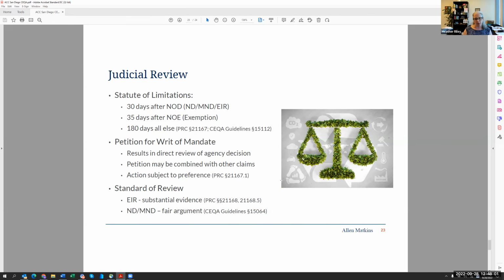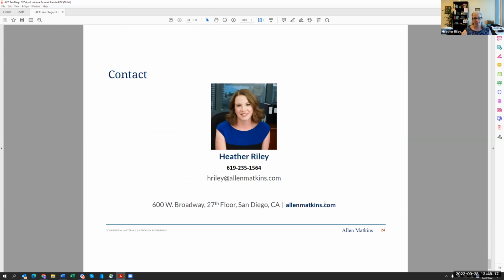That is very important. And as I said early on, the most important piece of the judicial review section is the standard of review. An EIR is substantial evidence, deference to the agency. MND or ND, fair argument, a much higher hurdle to overcome.